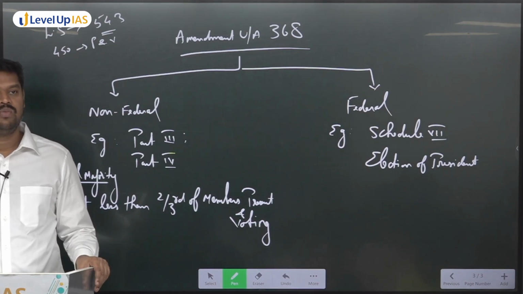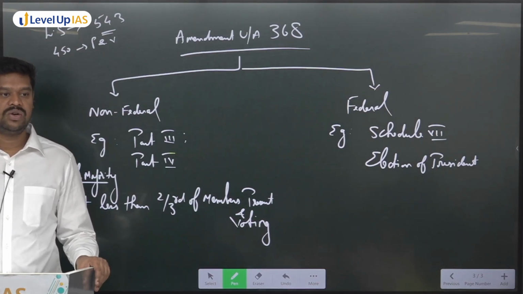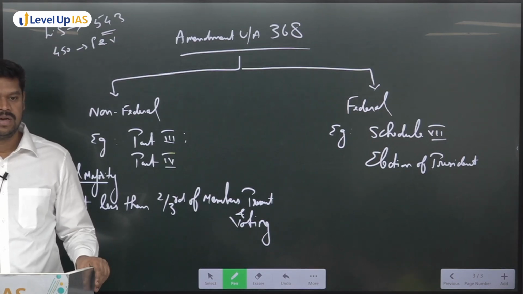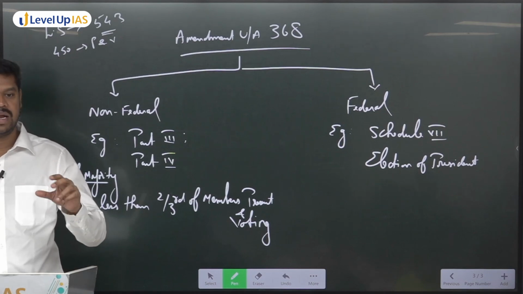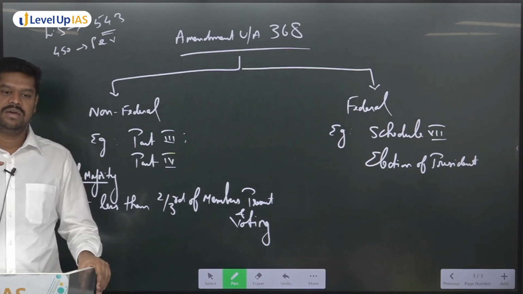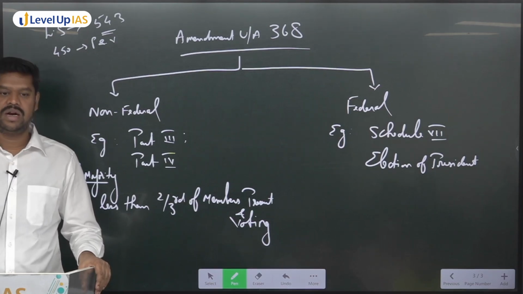It is not saying more than, it is only saying not less than 2/3 of the members present and voting. So therefore, how much is the minimum member? Not less than 2/3 of the members present and voting means minimum 300. It can be more than 300. 301 is also right. It can be 300 or anything more than 300.